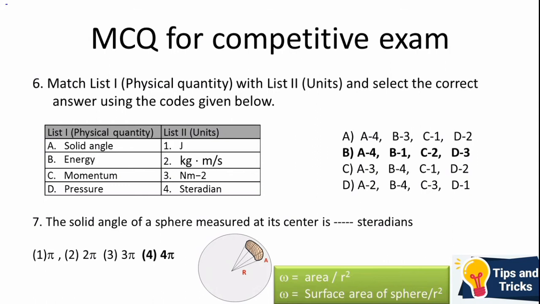So to solve this problem, we know that solid angle omega is area by r square, where r is the radius. So omega is equal to, if you are calculating for the total surface area, then the surface area of the sphere will be equal to 4 pi r square. So substituting that in omega, we get omega is equal to 4 pi r square divided by r square, and omega is equal to 4 pi. So the correct option is option number 4.